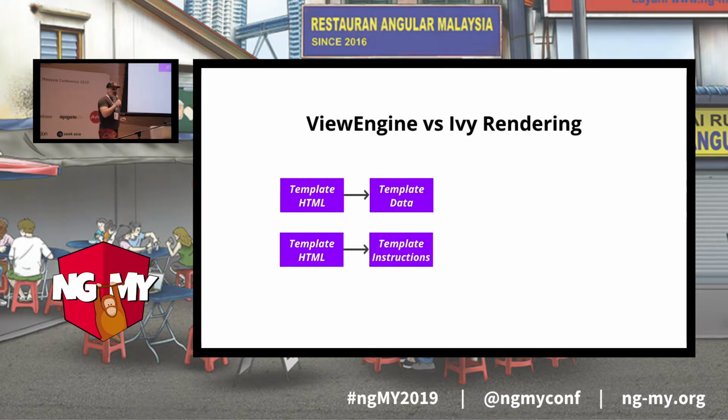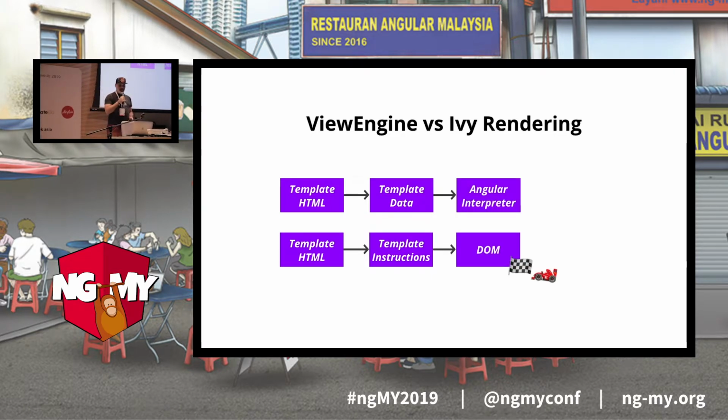Then we see that we are doing different things. On the top we have View Engine, at the bottom we have Ivy. View Engine is creating the data related with that template that it is parsing. Instead, Ivy is creating instructions. These are high-level instructions that are going to be used to render the DOM.